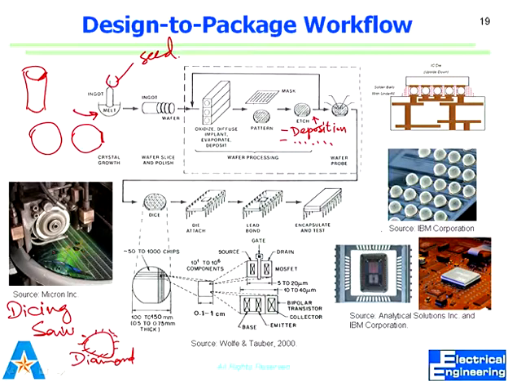And then from there, we break each one out and dice it like this, so each square rectangle has a number of dies, as we saw in the bigger one, those black things. We make connections, we package it, and it's ready to ship out. This is showing the dicing saw. The wafer is here, and this is a blade which has a diamond coating at the tip, moves at thousands of RPMs, and cuts through silicon. It's called a dicing saw.